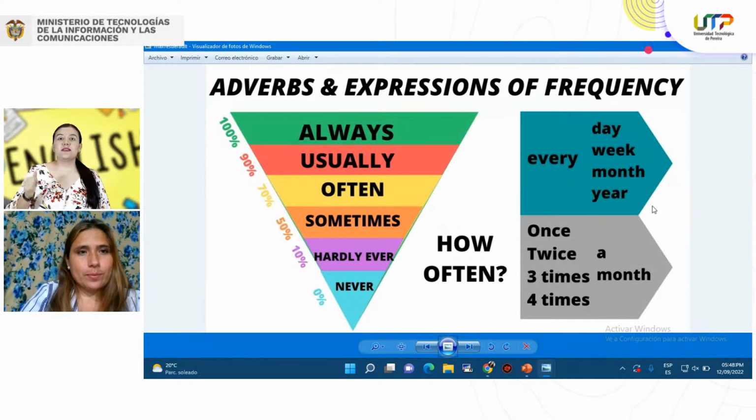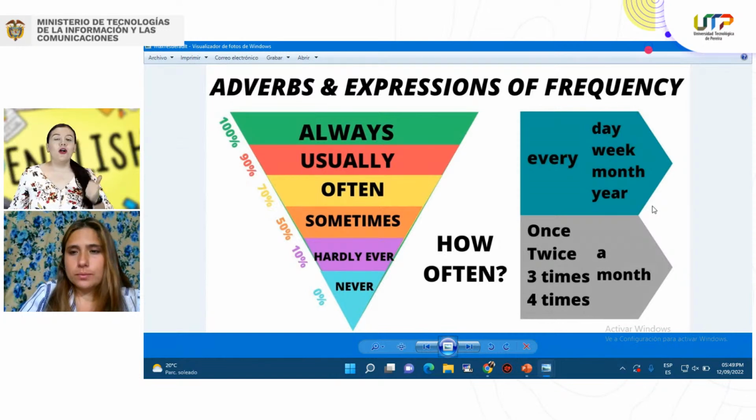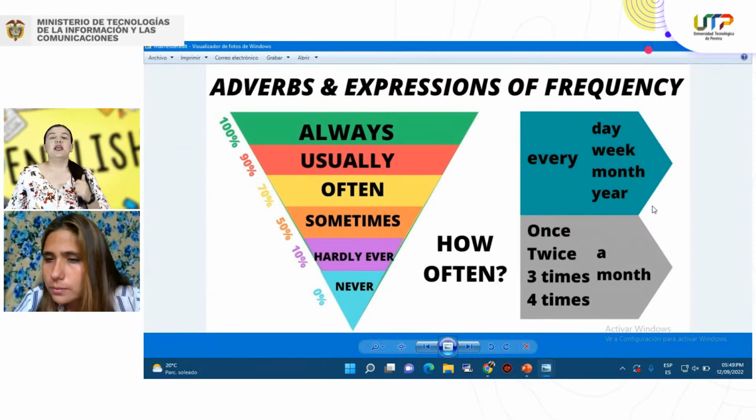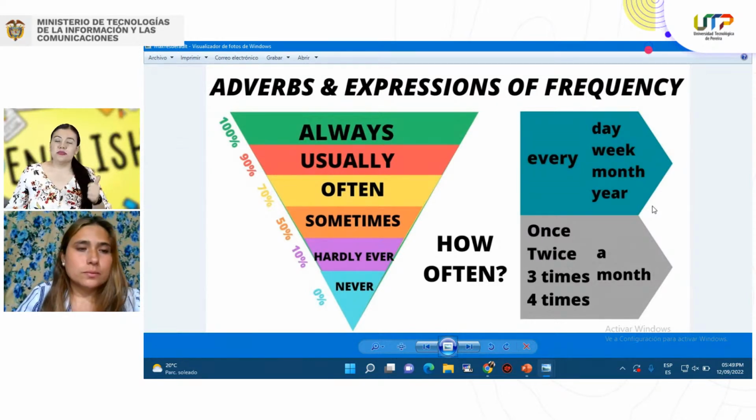Then, we need to keep in mind that we're going to use adverbs of frequency, the ones that we have on the screen. Always, if it is 100%, usually if it is 90%, then we got often if it is 70%, more or less, and sometimes it's in the middle of the frequency, and then we got hardly ever, that is between sometimes and never. Remember that never is 0%. So if I use never, it's because not even once I do that activity. So never, it's 0% and always 100%.